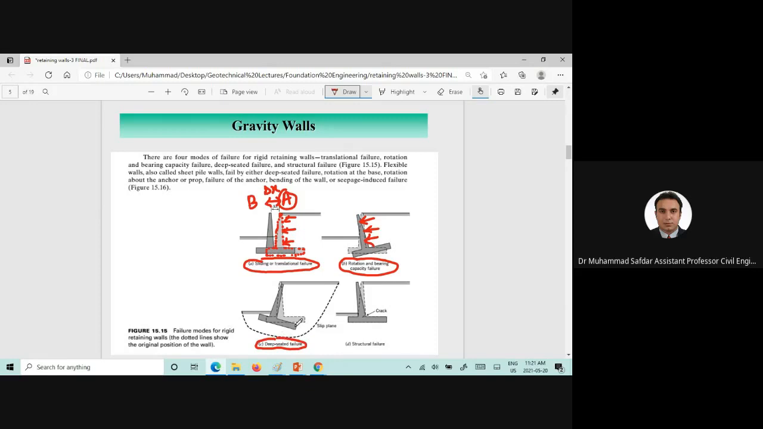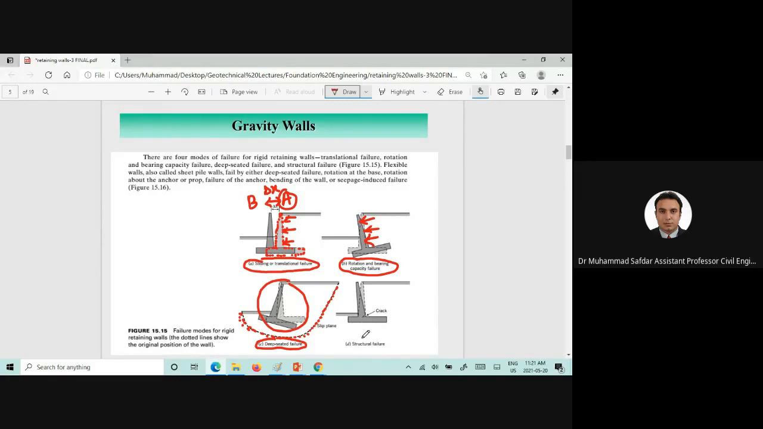So what happens in the deep-seated failure is that a slip surface would occur globally, and as a whole this retaining wall will settle.